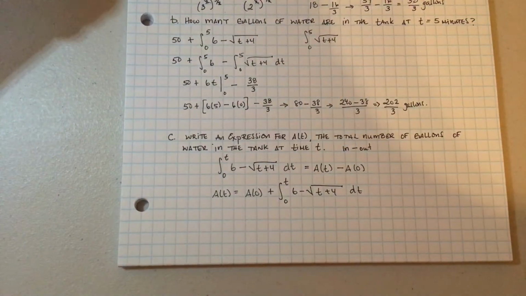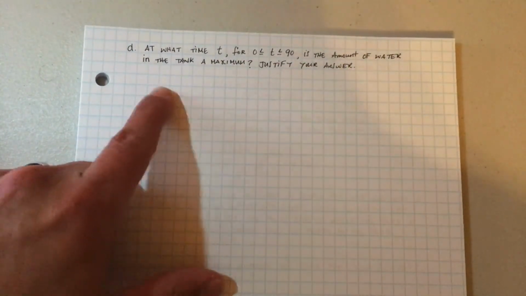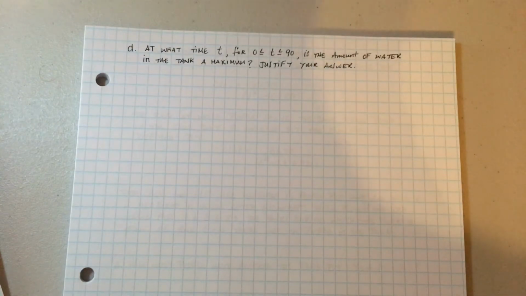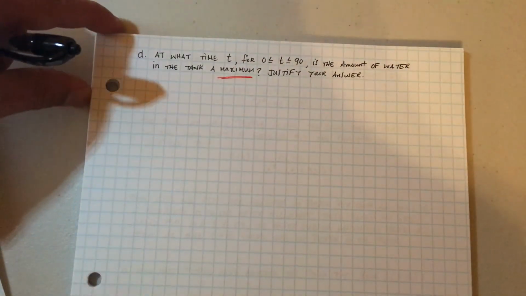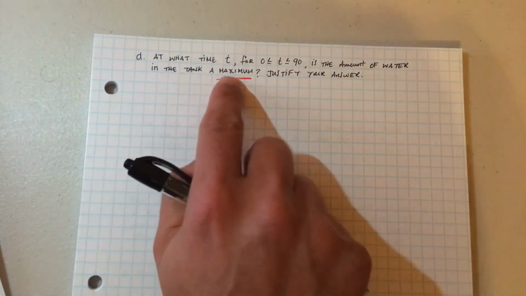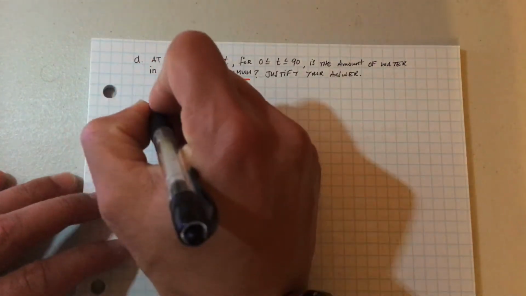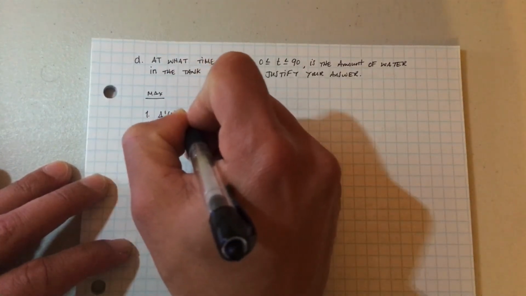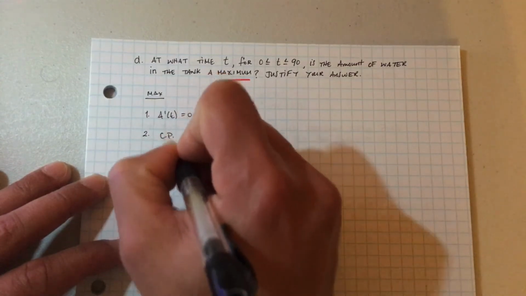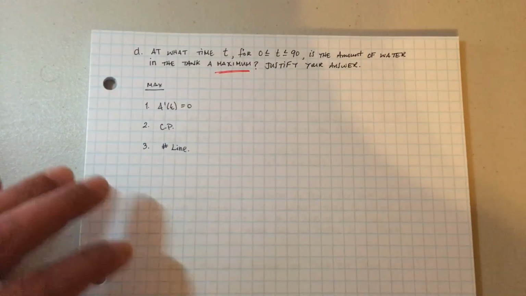So now we're going to go ahead and do another part. It says part D. Okay? And it says at what time T between the first 90 minutes is the amount of water in the tank a maximum. And the reason I like this question is because it forces us to go back and look at our derivatives. Okay, maximum. How do you find a maximum and a minimum? You got to find the derivative, set it equal to 0, your critical points. Okay, so for the max, how do we solve that? Derivative A prime of t, set it equal to 0. You find your critical points. And the third thing is you do your number line. Okay, remember that?